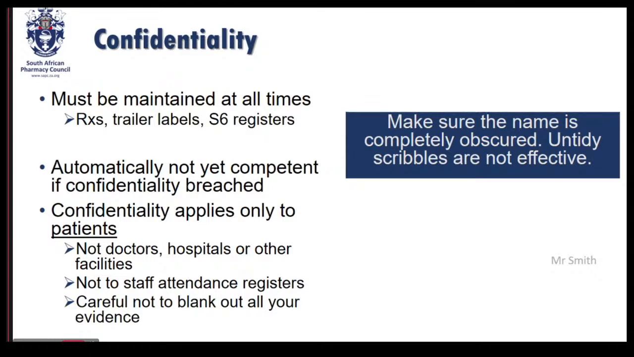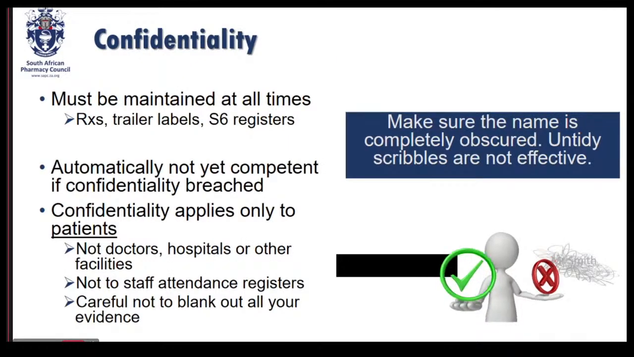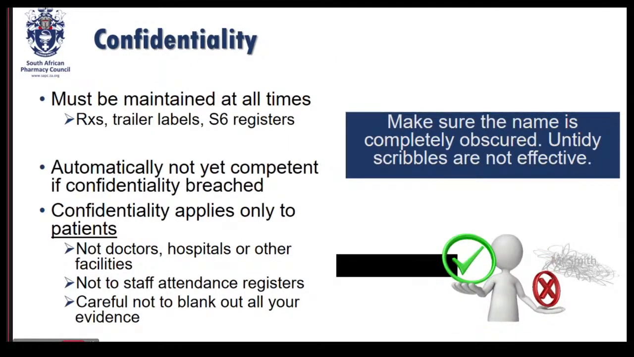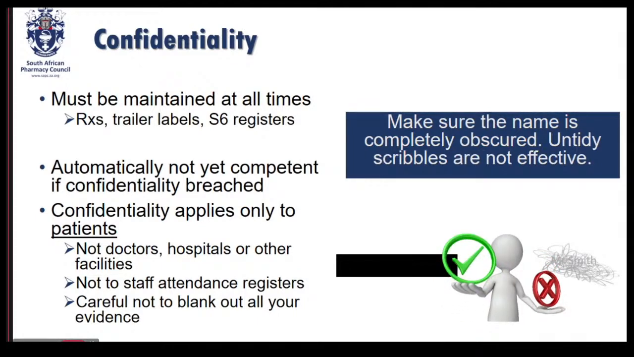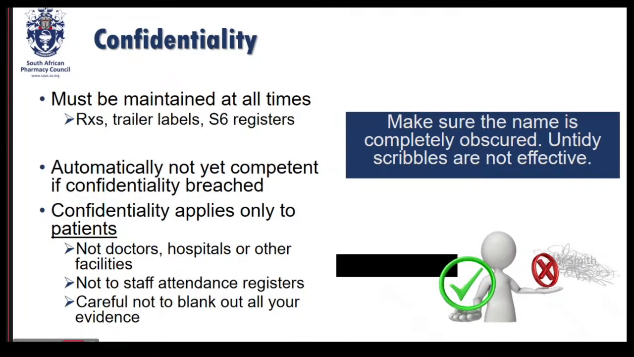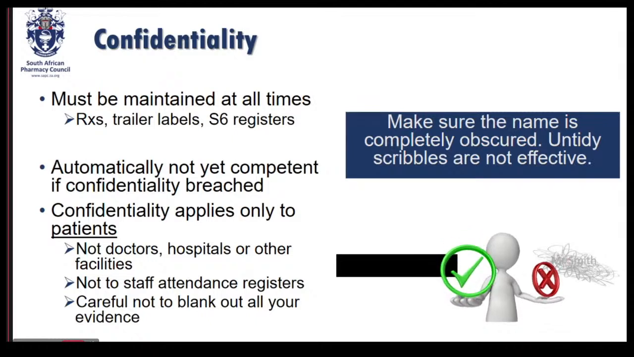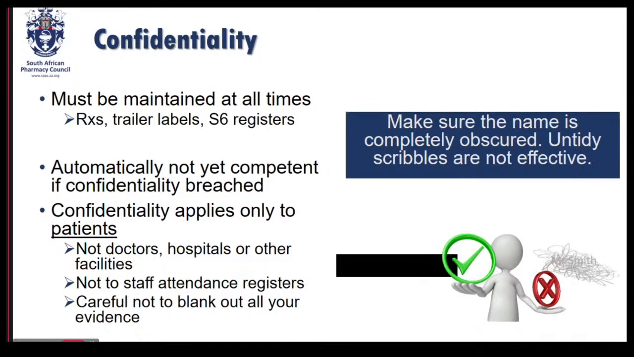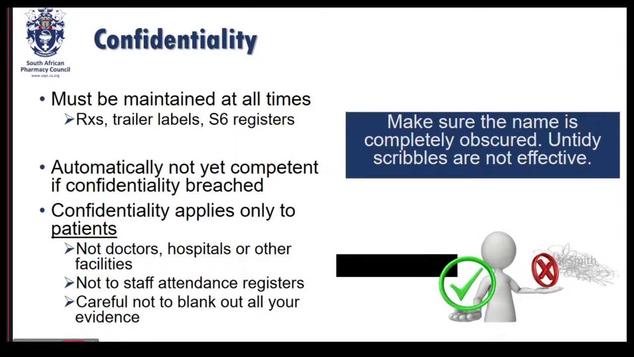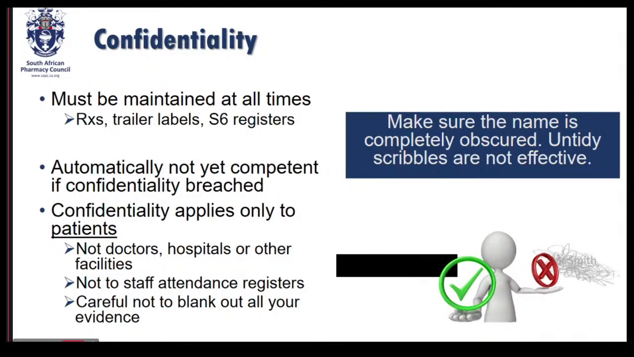So make sure it's completely, just click, okay? No, back one, please. No. But you see here, make sure the name is completely obscured and not just scribbled over this, because you can see the name comes up. We don't normally have too many problems with interns not obscuring names on prescriptions, but remember labels, remember medical aid copies, remember Schedule 6 registers. Those are the places where we find that interns forget that there's patient information.